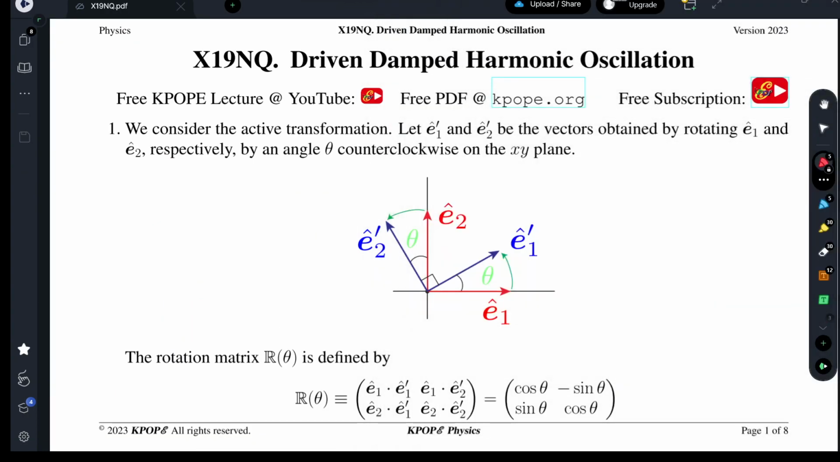Okay, let's go. X19NQ, in here we focused on the phase analysis in the multiplication or linear combination of a trigonometric function. The relation can be found if you closely look at the structure of the rotation matrix in two-dimensional Euclidean space, or it can equivalently be derived by making use of Euler's formula, e to the i theta.